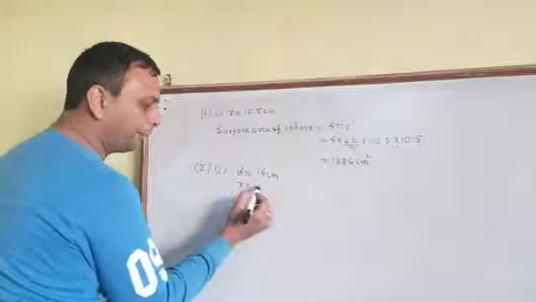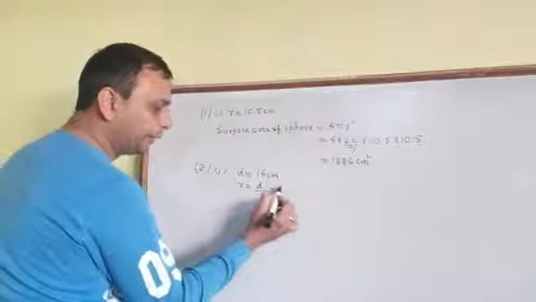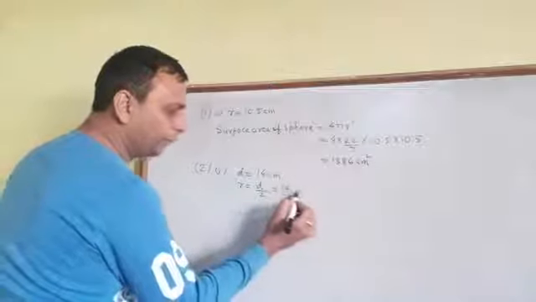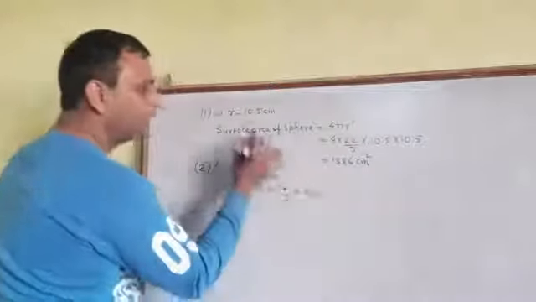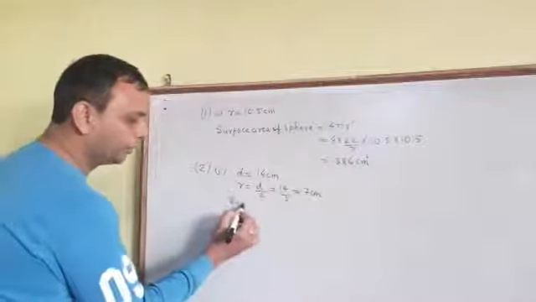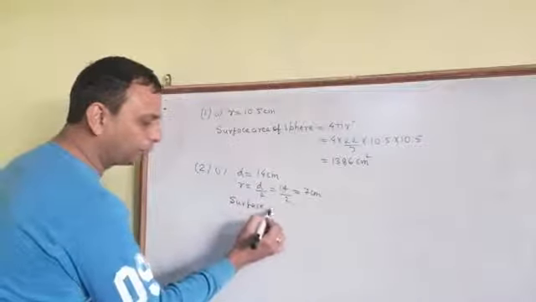Obviously, with the help of the diameter we can get the radius. The radius is half of the diameter. 14 divided by 2 is 7 centimeter. Again we have to put it in the same formula, surface area of sphere.